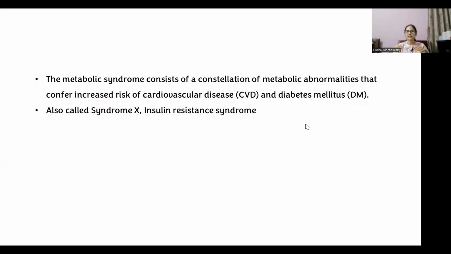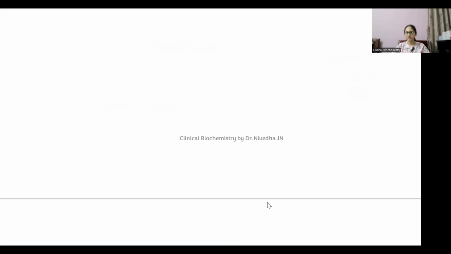So there are certain criteria. If you find at least one or two criteria in a patient, you have to think of metabolic syndrome. You know how significant this is because it is going to increase the risk for cardiovascular disease and diabetes mellitus. This is also called syndrome X and insulin resistance syndrome. So as it says, insulin resistance is what we are going to focus on in metabolic syndrome pathogenesis, right? So this is the importance of metabolic syndrome.